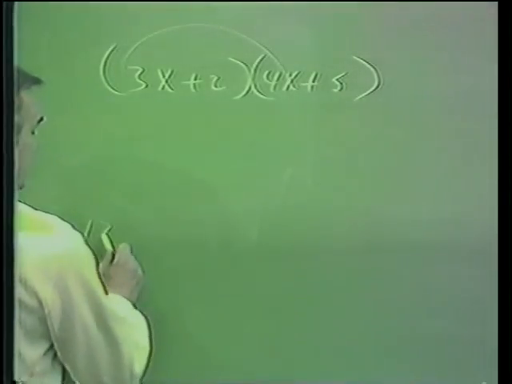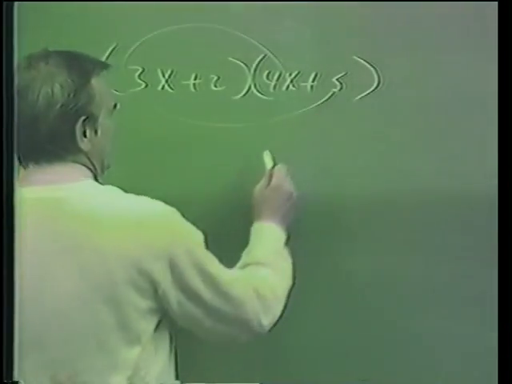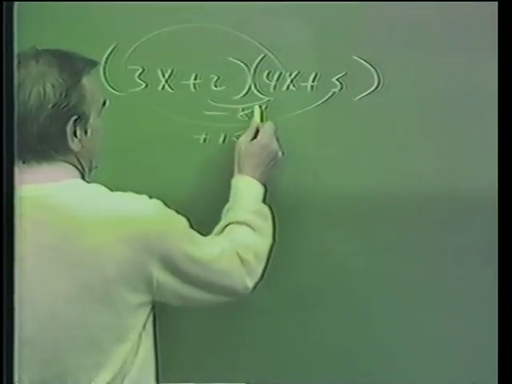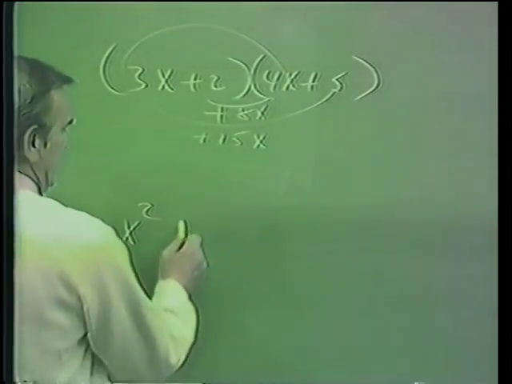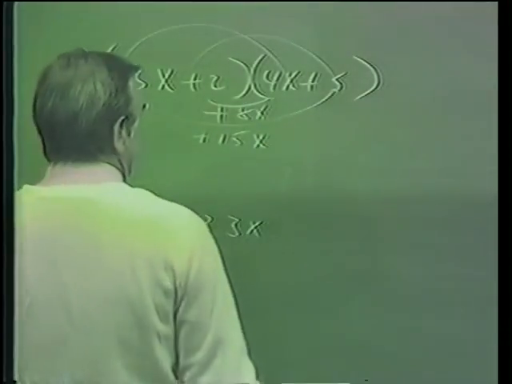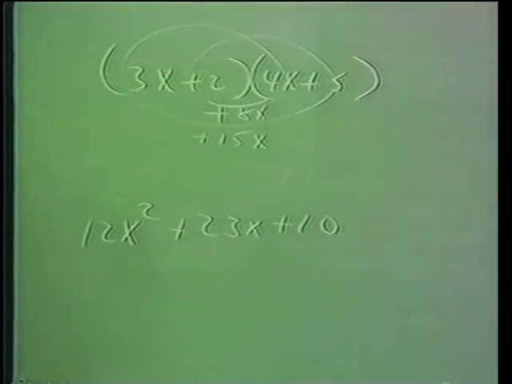3 times 4 is 12. We have x squared. If we multiply the outers, we have a positive 15x. The inners, we have a positive 8x. Add those, you get positive 23x. Last times the last, 2 times 5 is positive 10. Very good, Kathy.